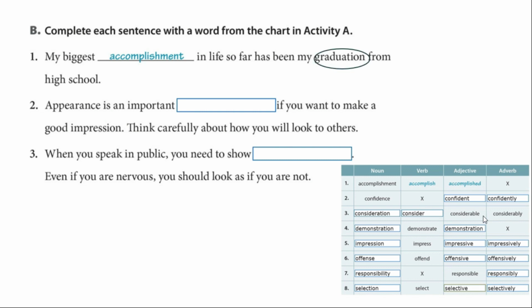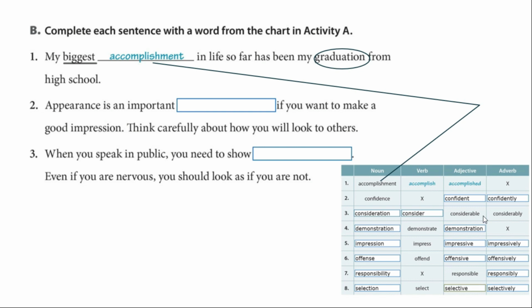So we have graduation and we have biggest. These are signs to let us know the word that we need. Graduation is an accomplishment. So we know that it's from that meaning, and the word that we need is a noun because we have biggest, which is an adjective. So accomplishment definitely was the answer. Let's look at number two.